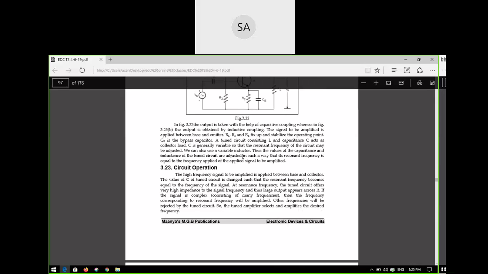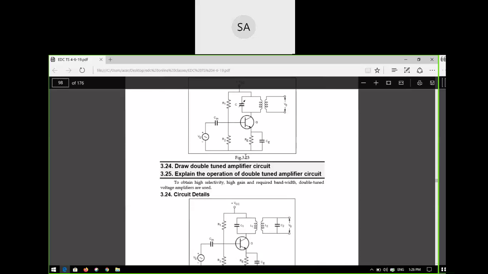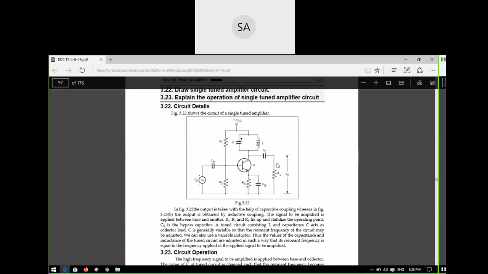So what is the circuit operation? If you see, the circuit operation is the same as that of your CE amplifier. What is the purpose of the transistor, or the transistor action? It will amplify the small signals. We already discussed that the single tuned amplifier is under the category of small signal tuned amplifiers. The small signal tuned amplifier will always amplify the weak signals, so it is dealing with small voltage levels.